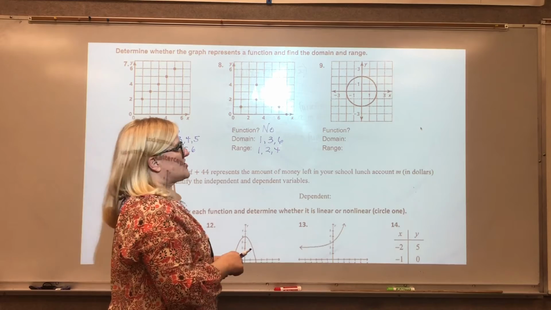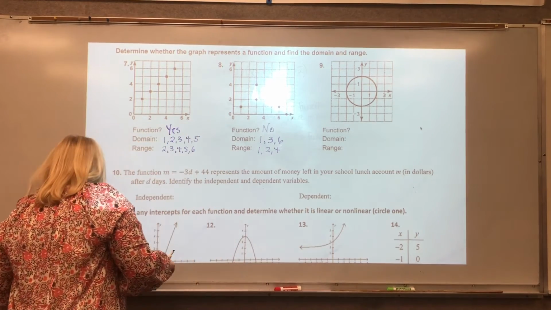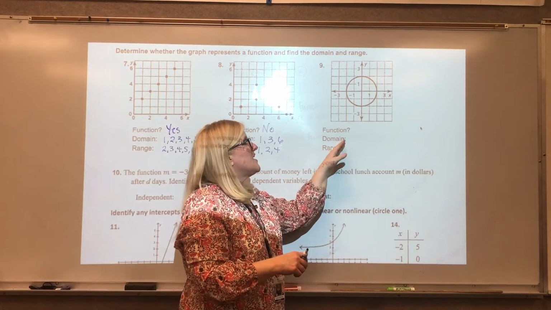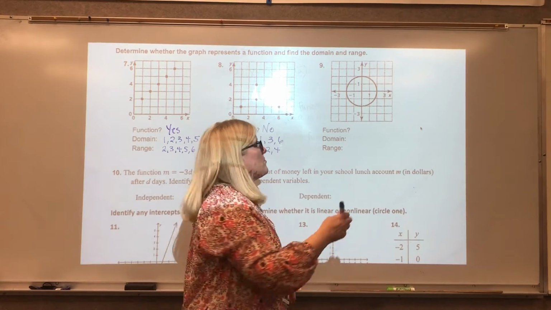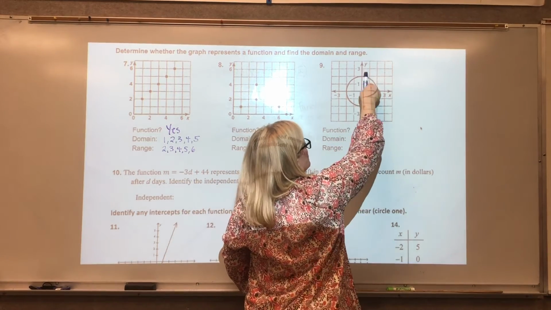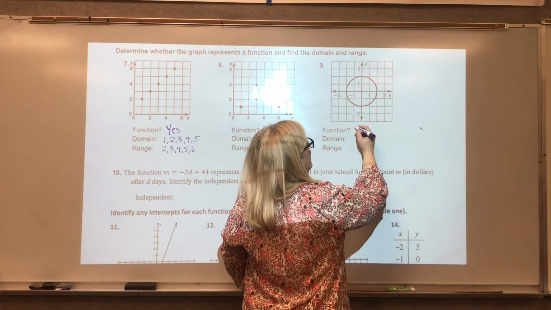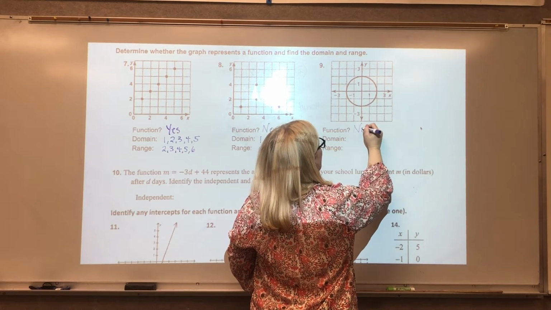Okay, finally we've got this circle. Is it a function? Well, no, because if I put my vertical line test through here and in different spots, it doesn't pass the vertical line test.